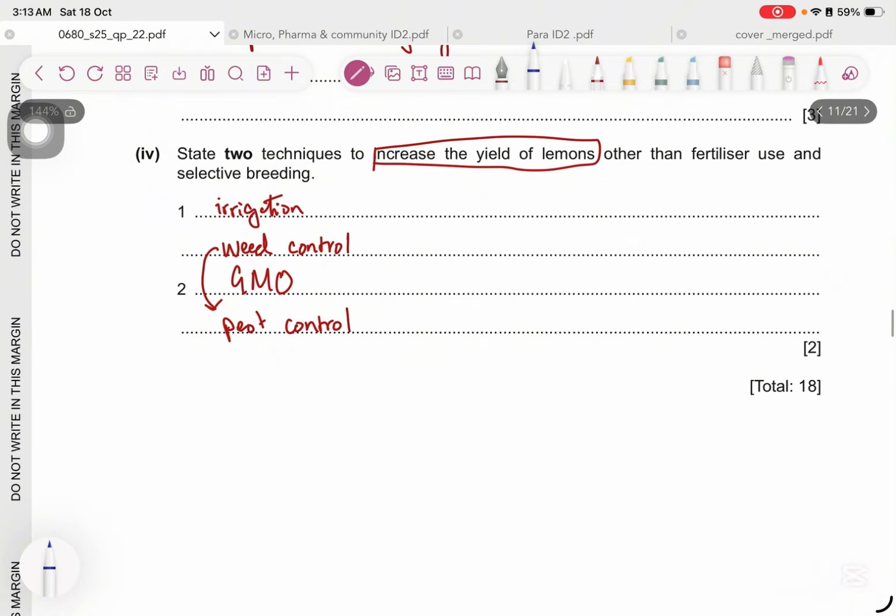Say two techniques to increase the yield of lemons other than fertilizer use and selective breeding. In this question, I would definitely go for genetic modification, because it's the easiest and you adjust what you want in the DNA. And then definitely irrigation too, because you're increasing the yield by giving them more water so they have enough water to photosynthesize. And by controlling the weeds, pests, diseases, insects, using insecticides, herbicides, and everything.